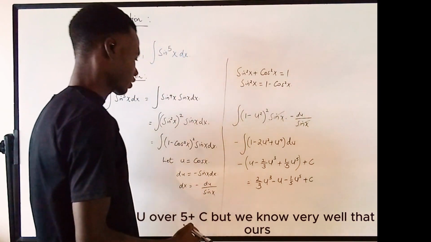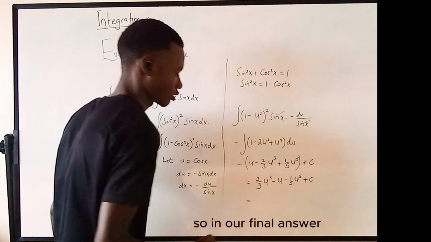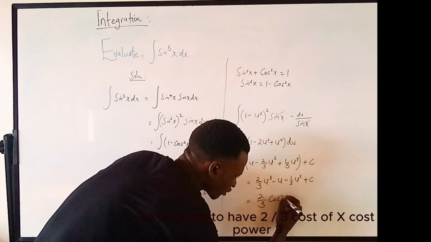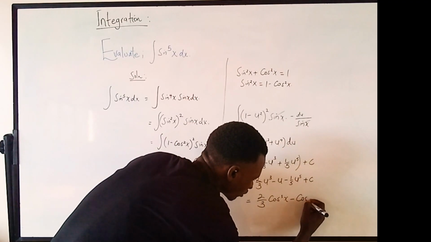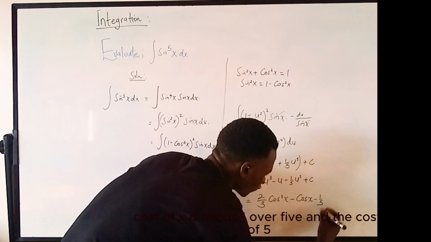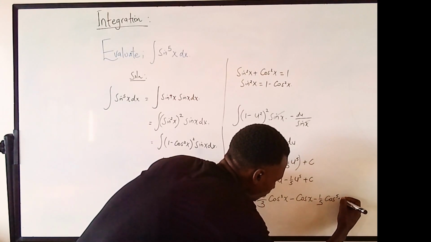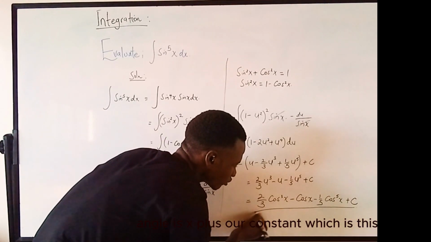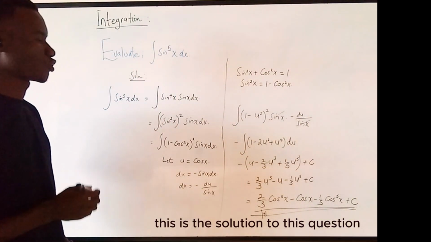But we know very well that our u is the same as cos of x. So in our final answer, we're going to have 2 divided by 3 cos power 3 of x, minus cos of x, minus 1 over 5 cos power 5 of x, plus our constant, which is c. This is the solution to this question.